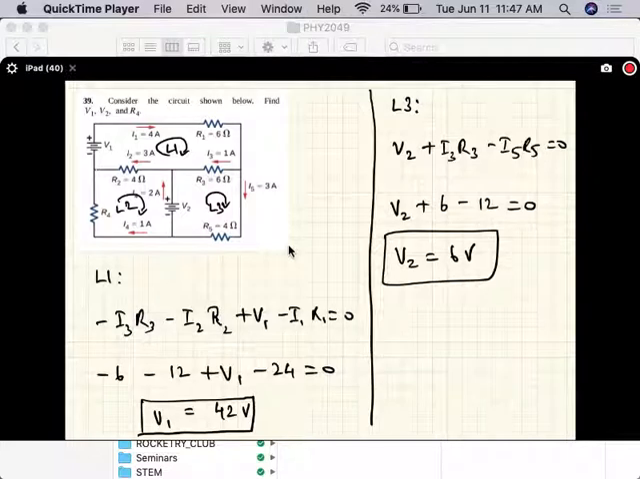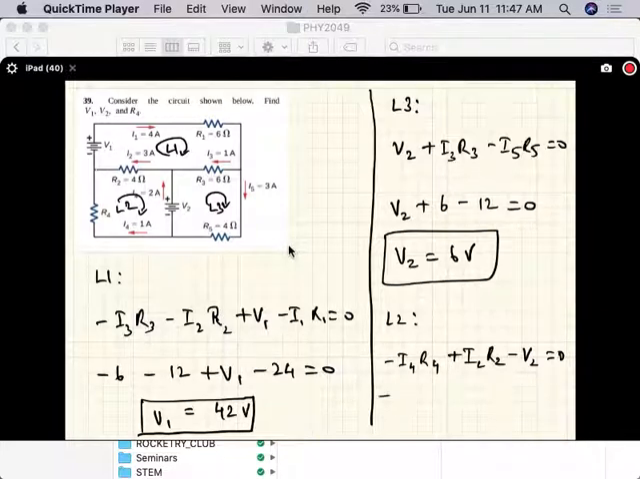Okay. And now let's do loop 2. So loop 2, we'll start off here and go around like that. So this is minus I4R4. And then now you're going against the current, so it's plus I2R2. And then the next term is you're going from high to low voltage, so that's minus V2. And then you're back to your starting point, so that should add up to 0.